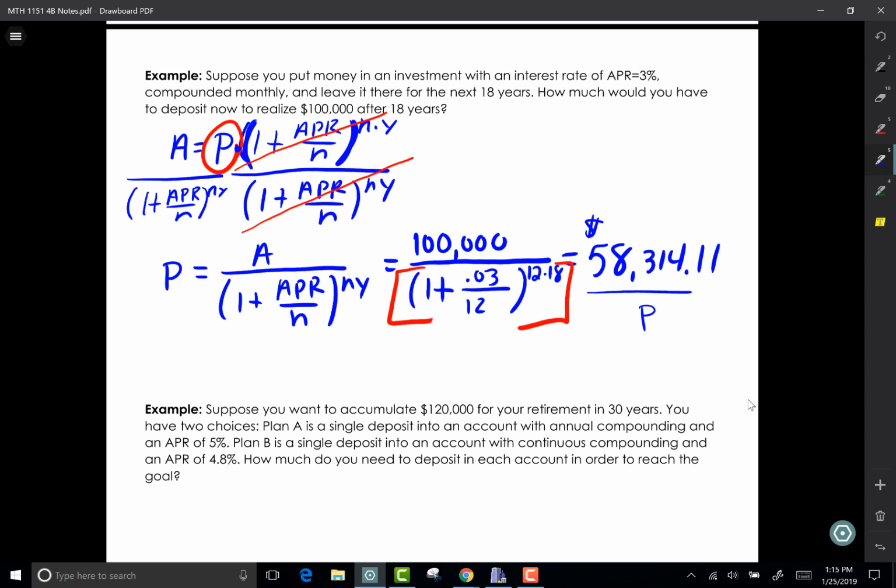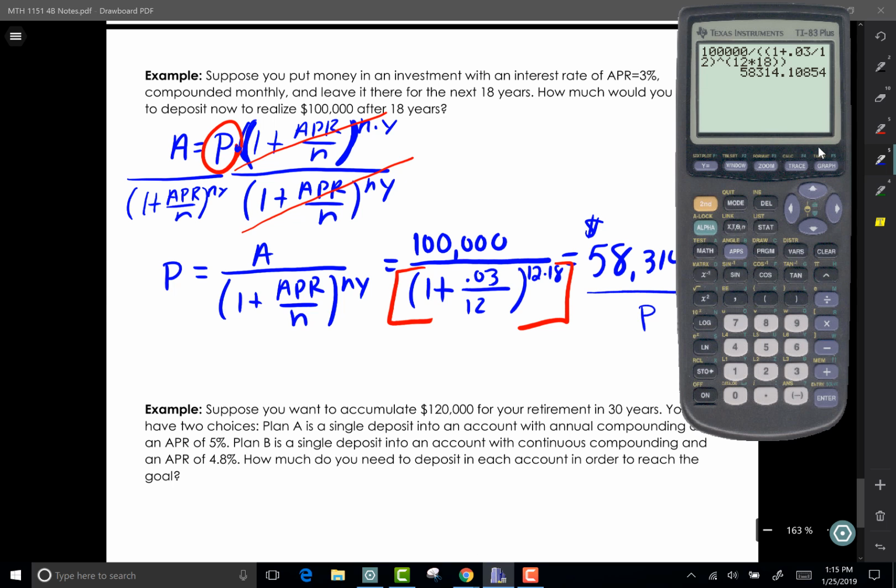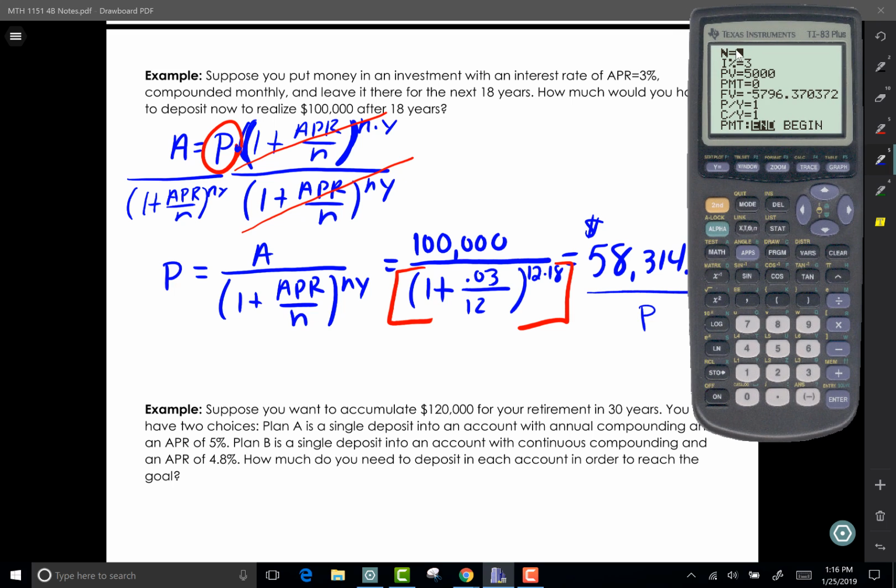Now we can check this on the calculator to make sure that we did this right using the app. So I'm going to go to the app button, and I'm going to use the finance option in the TVM solver. Okay, my big N, that's the number of times it's compounded in total over the 18 years. So it's 12 times for 18 years. So where the big N is, I'm going to do 12 times 18. My interest rate is 3%. The present value is what we're looking for. We're looking for the principal.